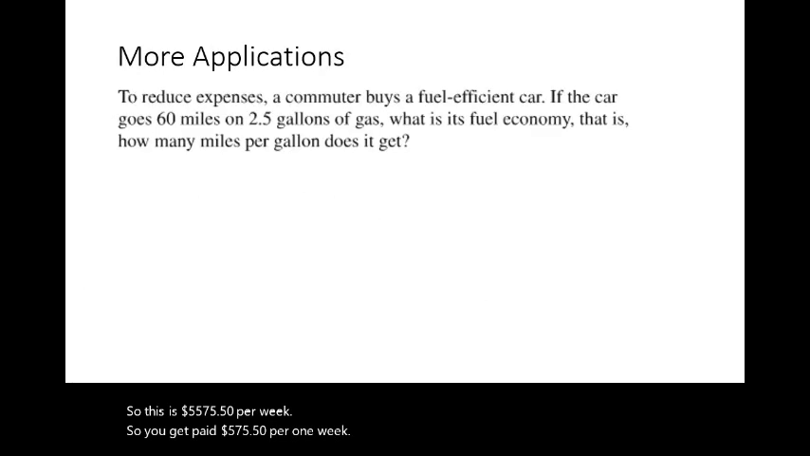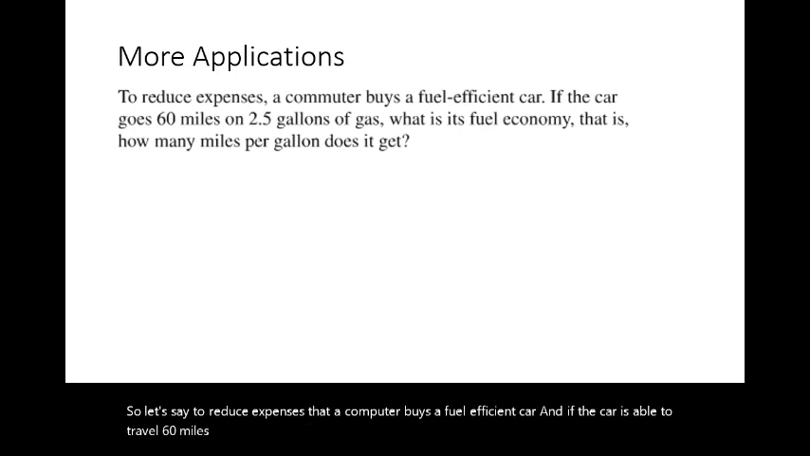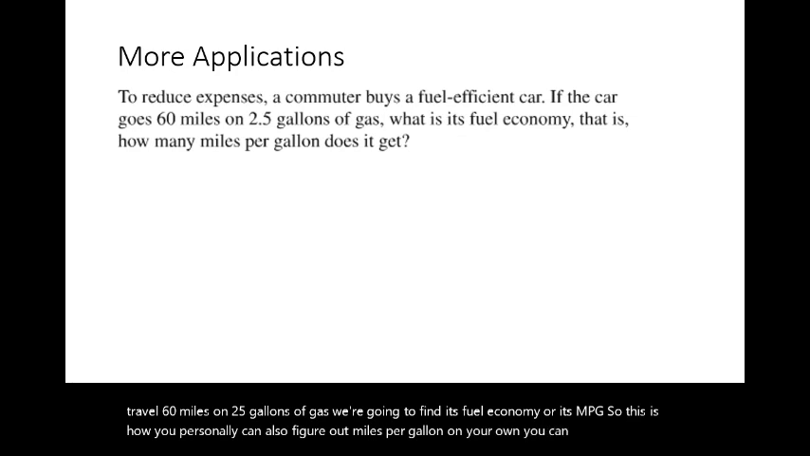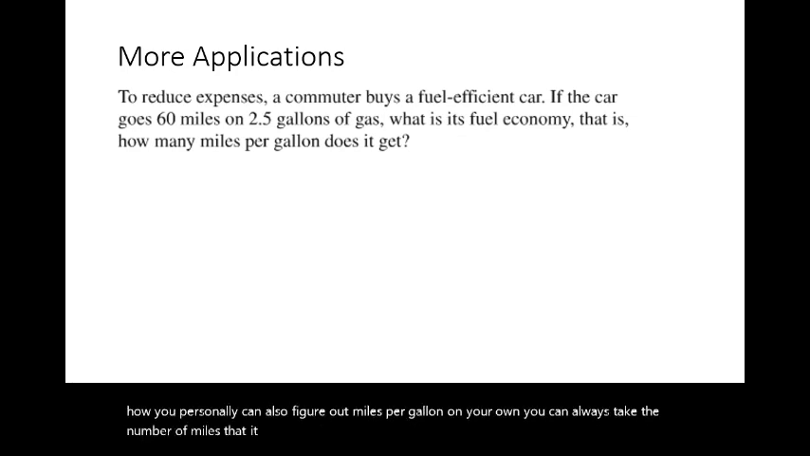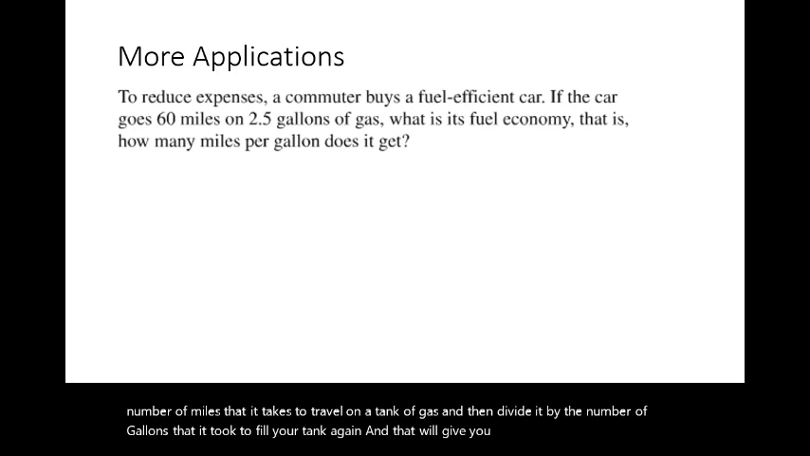So let's say to reduce expenses that a commuter buys a fuel-efficient car, and if the car is able to travel 60 miles on 2.5 gallons of gas, we're going to find its fuel economy, or its miles per gallon. So this is how you personally can also figure out miles per gallon on your own. You can always take the number of miles that it takes to travel on a tank of gas and then divide it by the number of gallons that it took to fill your tank again, and that will give you your average fuel economy or your average miles per gallon.